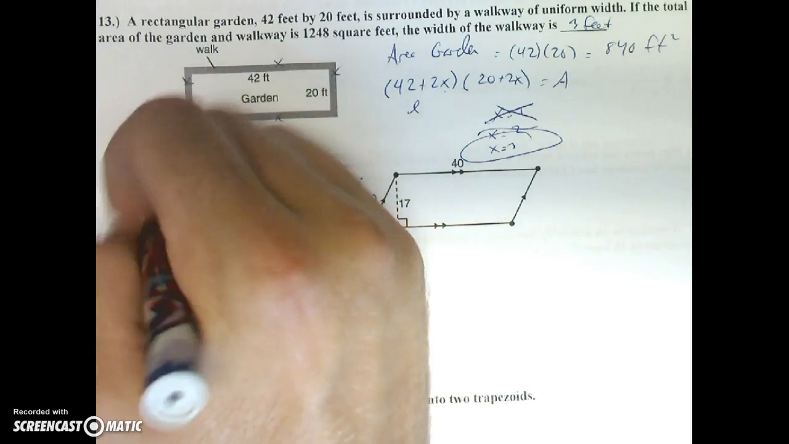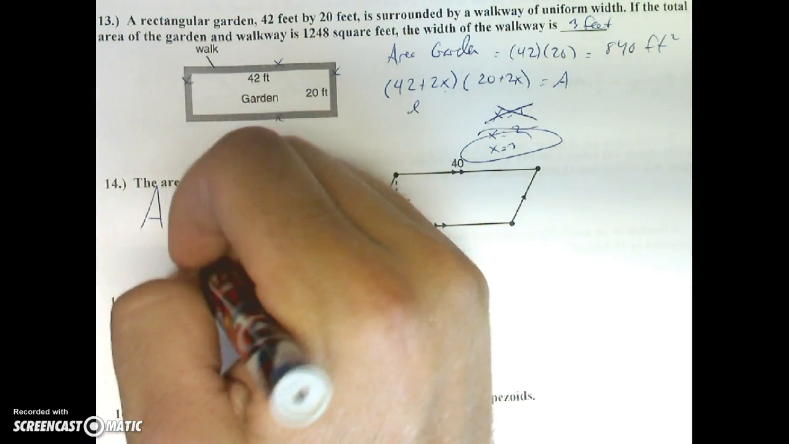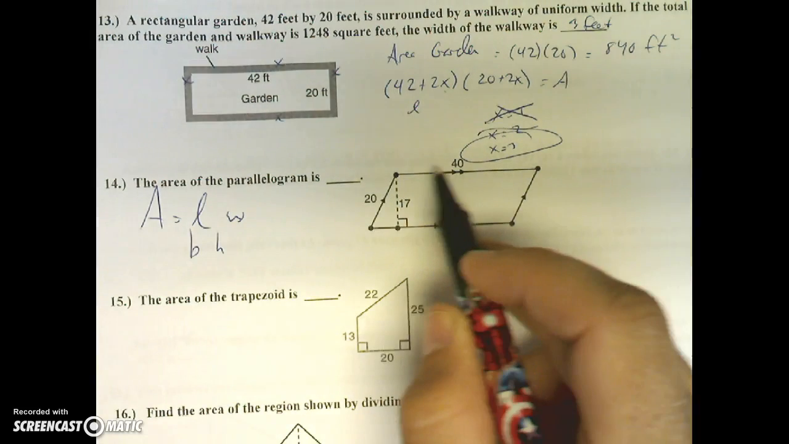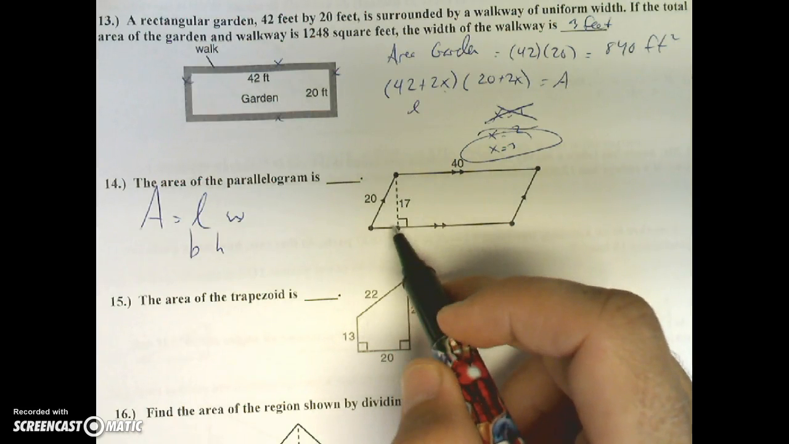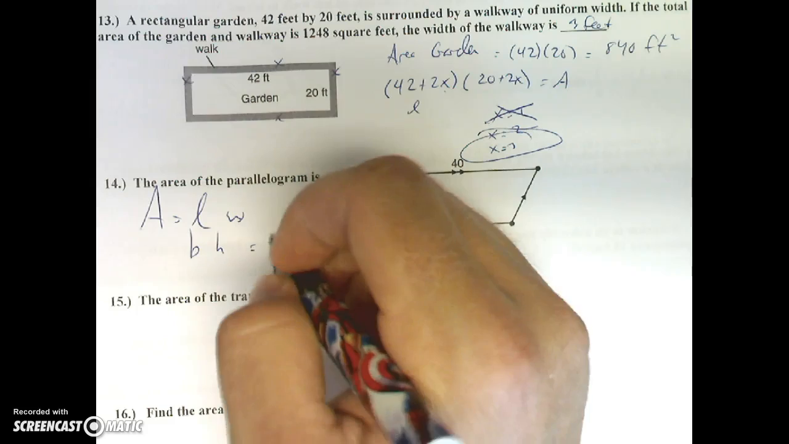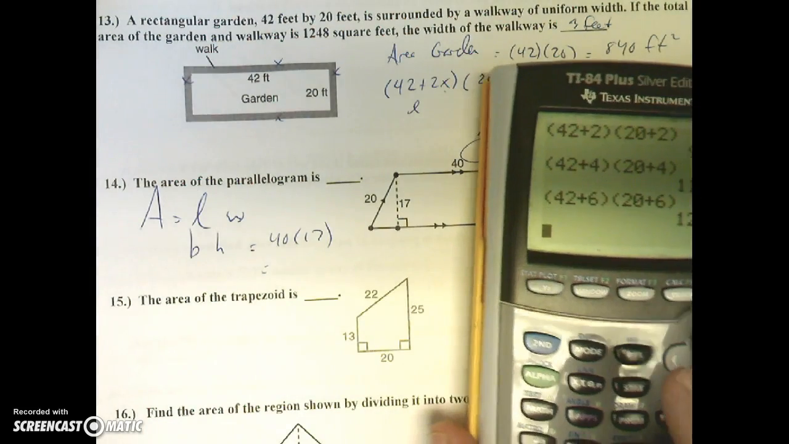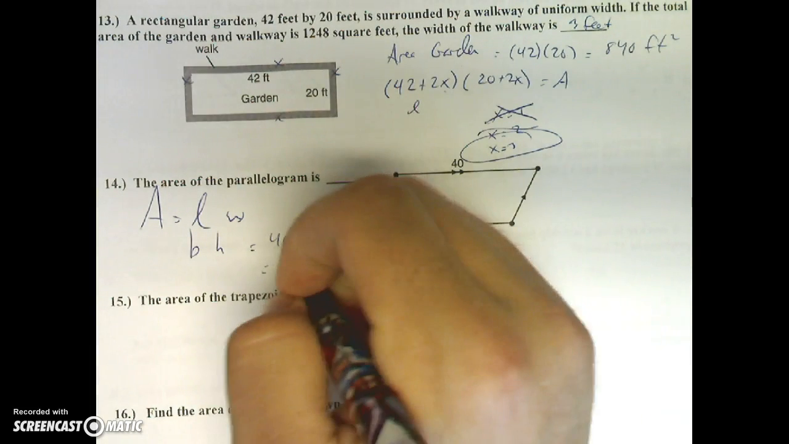Area of a parallelogram is length times width, or rather base times height, okay? So our base is 40. The height is the distance perpendicular between your two bases. So I'm looking at 40 times 17 here. All right. I know that 20 is there. It will be there to throw you off. You do not need it. Multiply them together, 680 units squared.